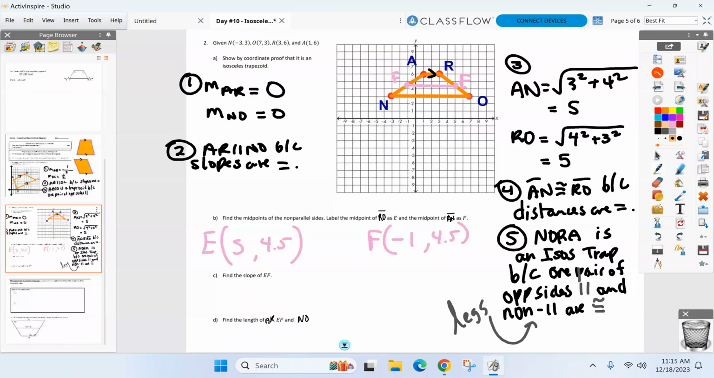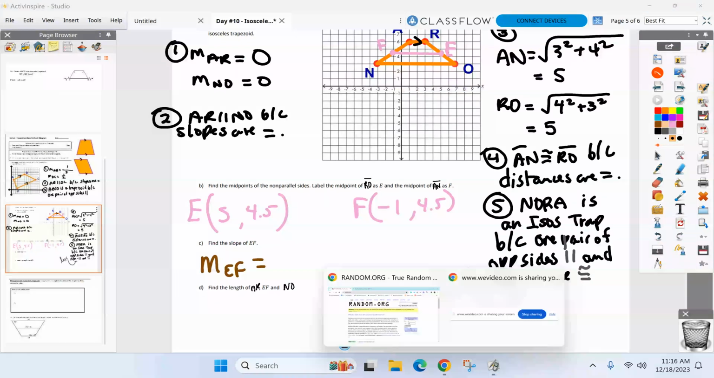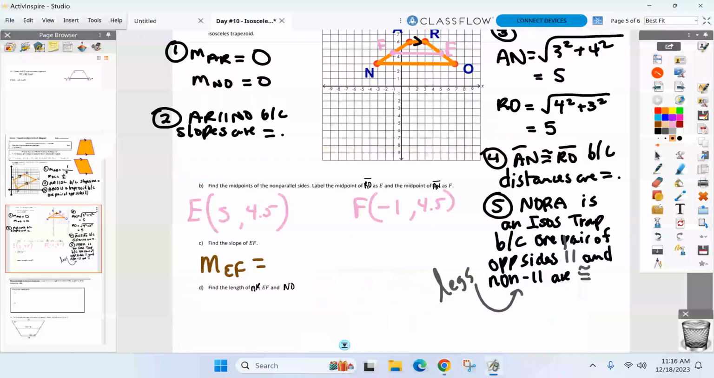So let's go back to my questions. Can you quickly find what the slope of EF is? What's the slope of EF here? Should go pretty quick, right? Slope of EF. Aiden? 0. Darn right, it's a horizontal line.